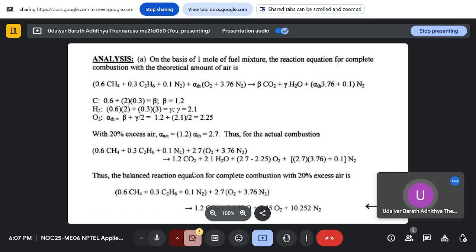So now how will the equation look? 0.6 times CH4 plus 0.3 ethane plus 0.1 nitrogen, which is the natural gas, plus 2.7 times air gives us 1.2 moles of CO2 plus 2.1 moles of H2O, plus since we have used excess air, there will be some amount of oxygen, so 2.7 minus the stoichiometric value 2.25 times oxygen, plus the nitrogen will remain the same, so 3.76 into the amount of air moles, so 2.7 plus 0.1 which was there in the natural gas. So this is how the complete equation will look.